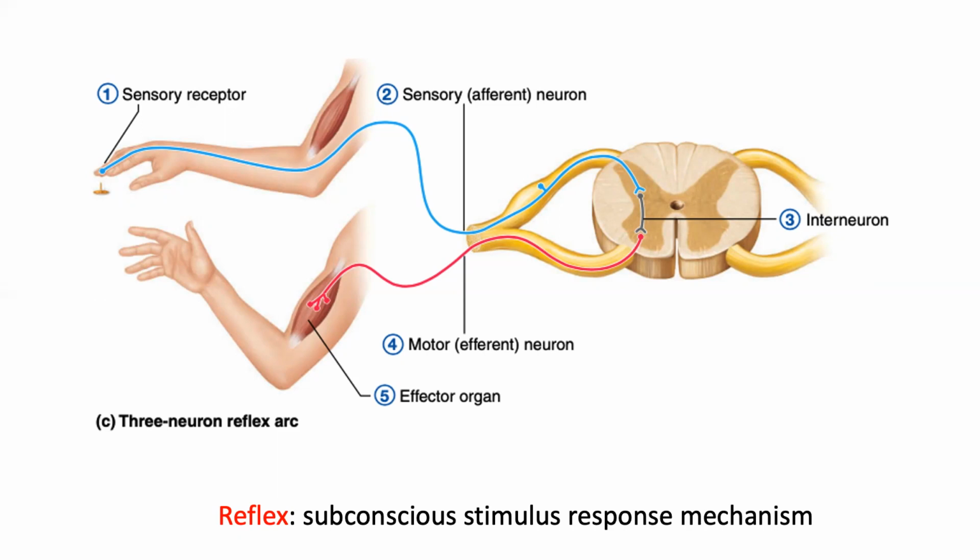And that sensory neuron will relay that information to an interneuron, and that interneuron will synapse with the motor neuron, which is also called efferent neuron, which comes out from the anterior root or ventral root of the spinal cord, and acts on the effector organ, which is the muscle. Because of this stimulus, this muscle contracts at reflex level, and we will withdraw from the painful stimulus. And reflex, as we know, is a stimulus response mechanism which happens at a subconscious level.